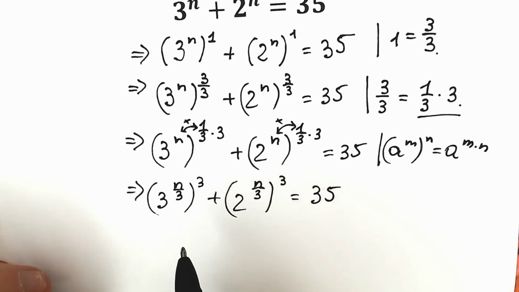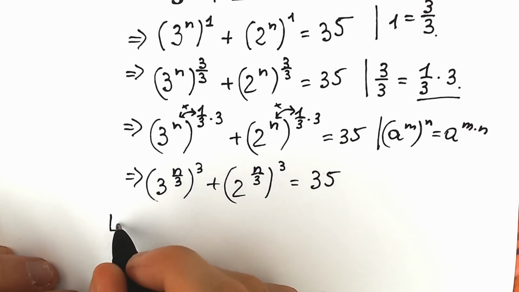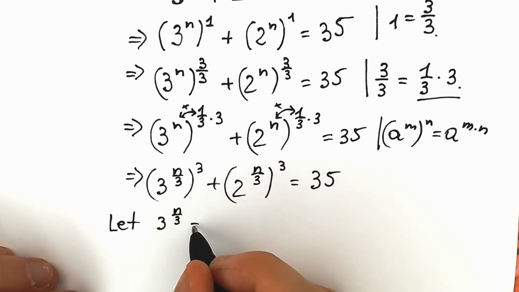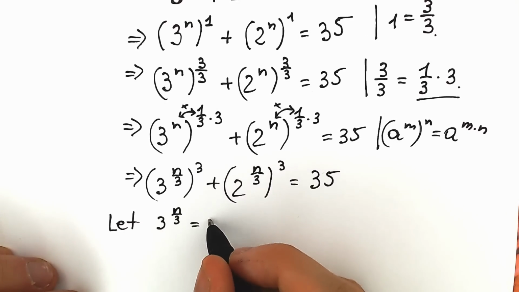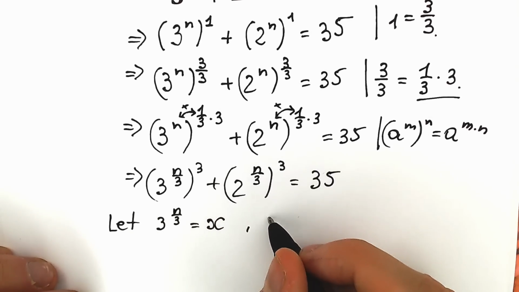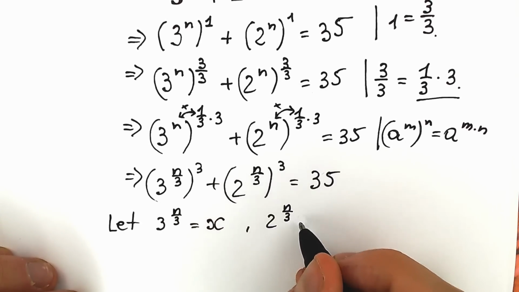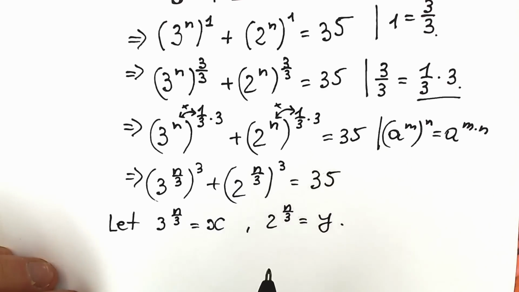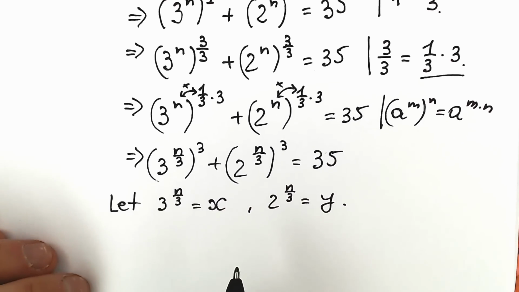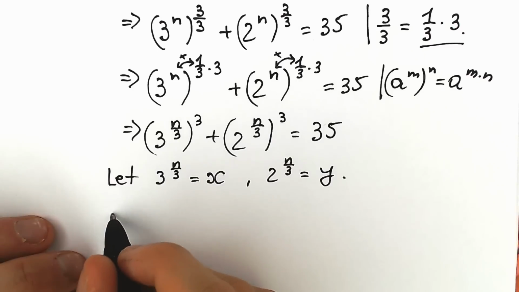We need to write our substitution. So let our 3 to the power n over 3 be equal to, let's go with, for example, x. So this is our x, and in the same way, 2 to the power n over 3 equal to our y. So as a result, what do we have right here? We have x cubed plus y cubed according to our substitution. Okay, so let's do this right now.